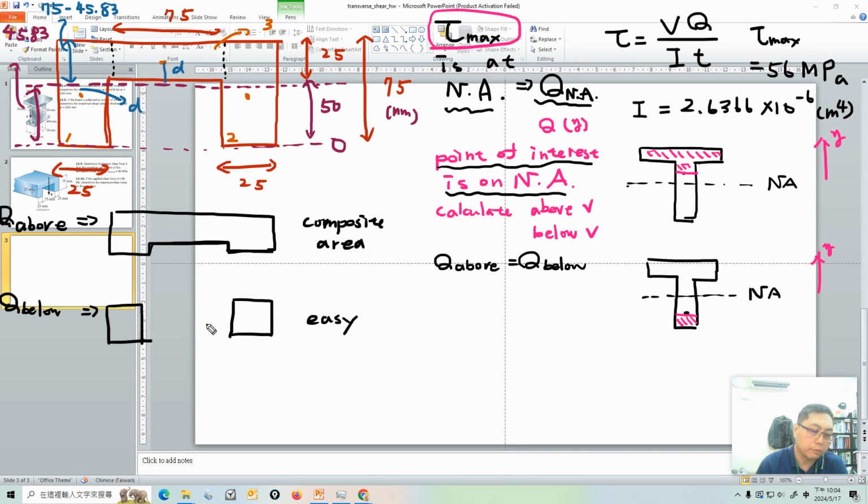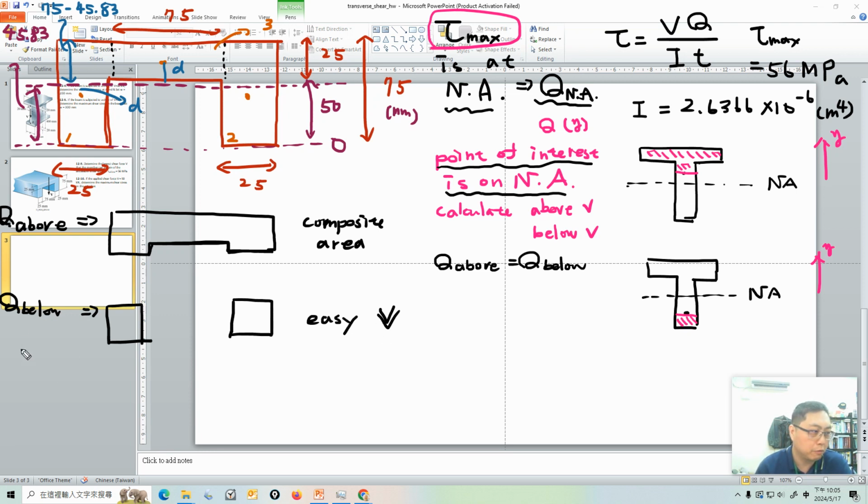If you calculate Q above and Q below, you have the same answer. So we choose this one because it's much easier to do the calculation. Of course you can calculate Q above and you will have the same answer, but it's much more difficult because it's a composite area. If you calculate Q below, that's two rectangles. That's much easier.